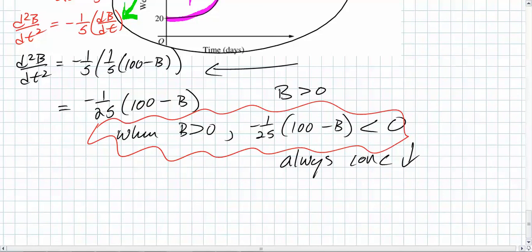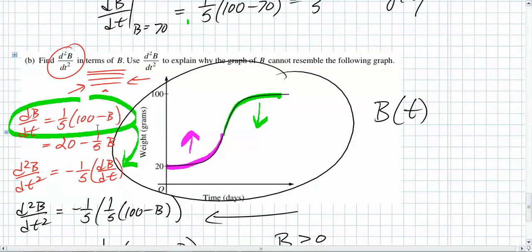It said find the second derivative and use, doesn't say use that information. Well, it does. It says use the second derivative to explain why. Well, what does the second derivative tell you about? Concavity. So then you look at your graph and say, oh, it's concave up in some places and concave down. But when b is 0 to 100, the graph must be always concave down. But that graph is not, so therefore it can't be the graph.